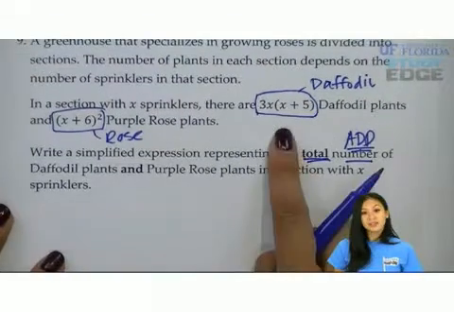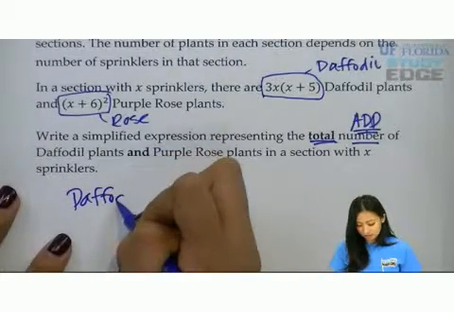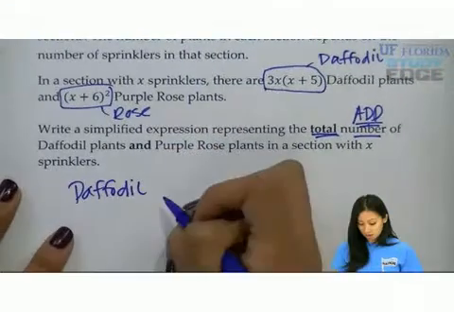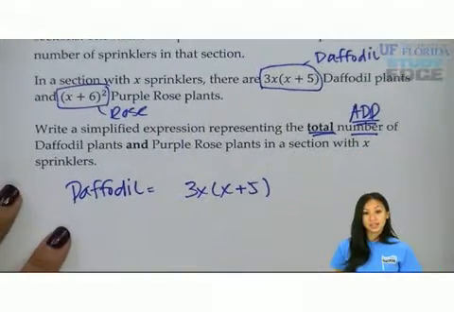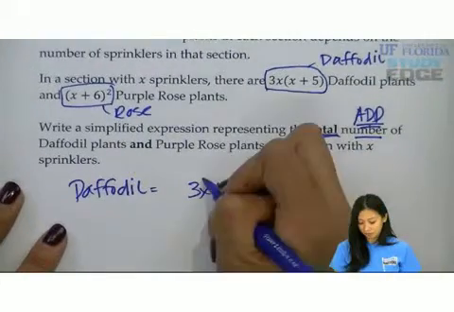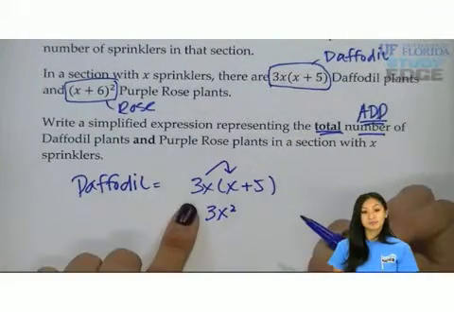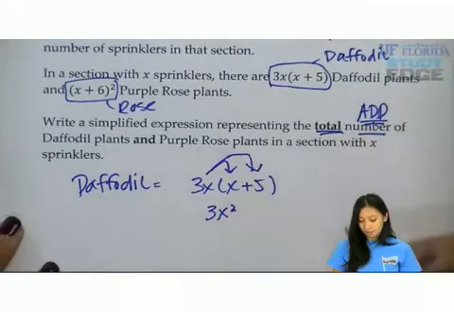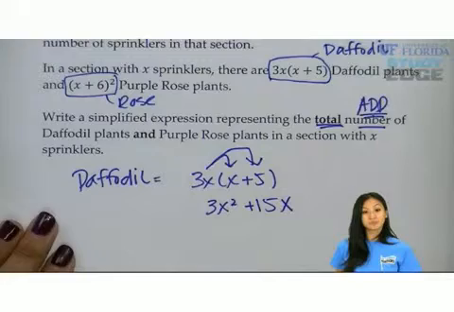Before I do that, though, let's try to simplify that some more. So I have daffodils are 3x times x plus 5. Right? I could simplify that a little bit, though. 3x times x is 3x squared. 3x times positive 5 is positive 15x.